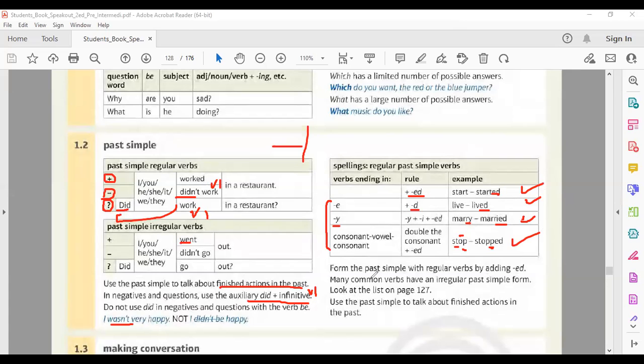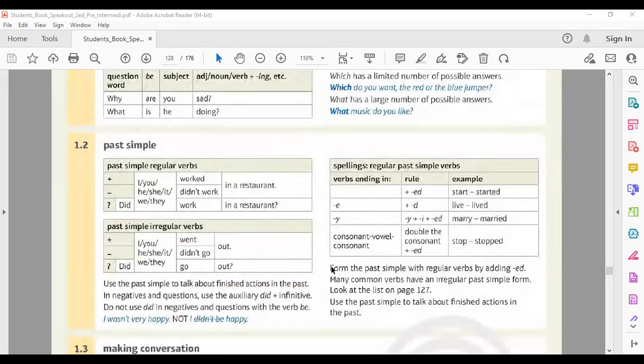Okay, so when we form the past simple with regular verbs, we add ed. Many common verbs have an irregular past form. We have a list of irregular verbs on page 127. We will have a look at it, and I will play a song for irregular verbs as well. But before doing that, it's time for you to practice using the past simple.